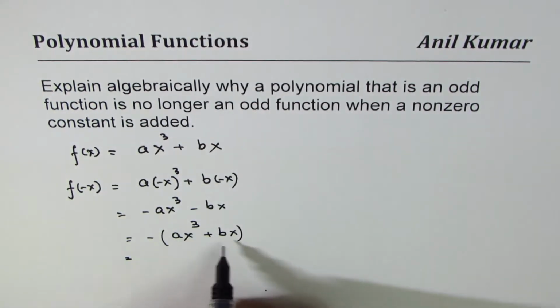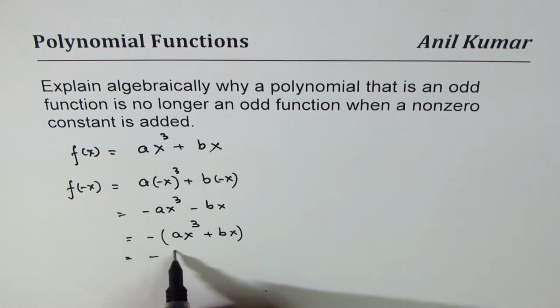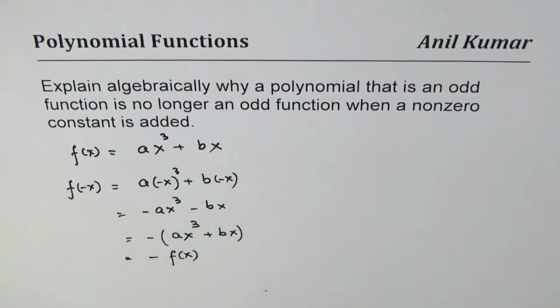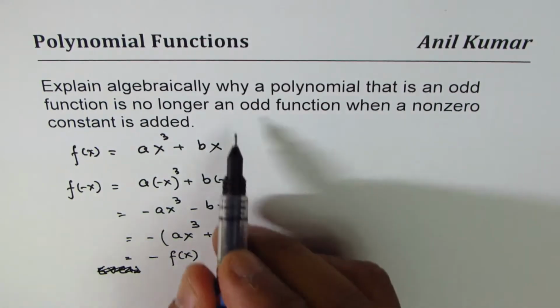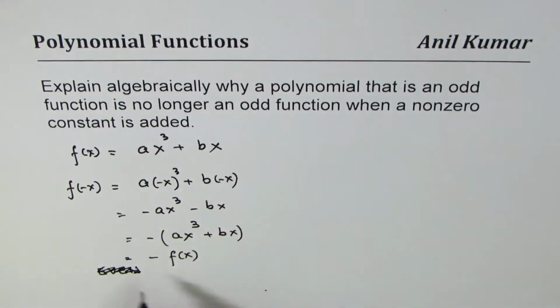Now, what is ax cubed plus bx, which is f of x? We get minus f of x, correct? Since f of minus x is minus f of x, we know this function is an odd function. Is it okay? So this function is an odd function, correct?